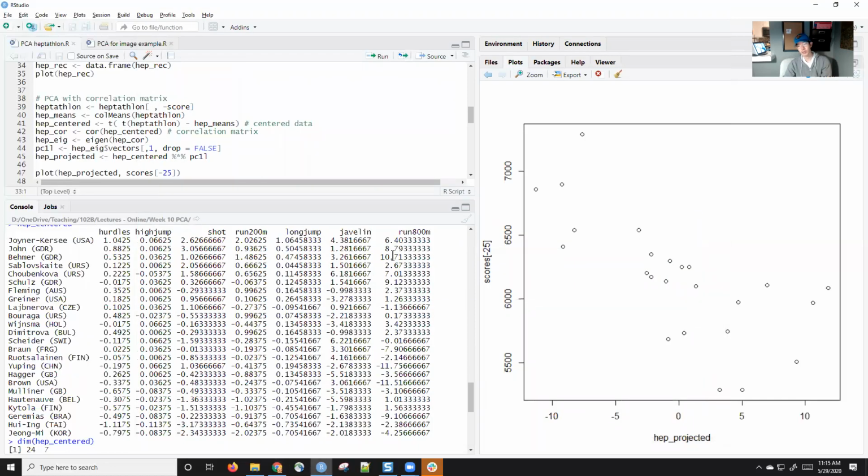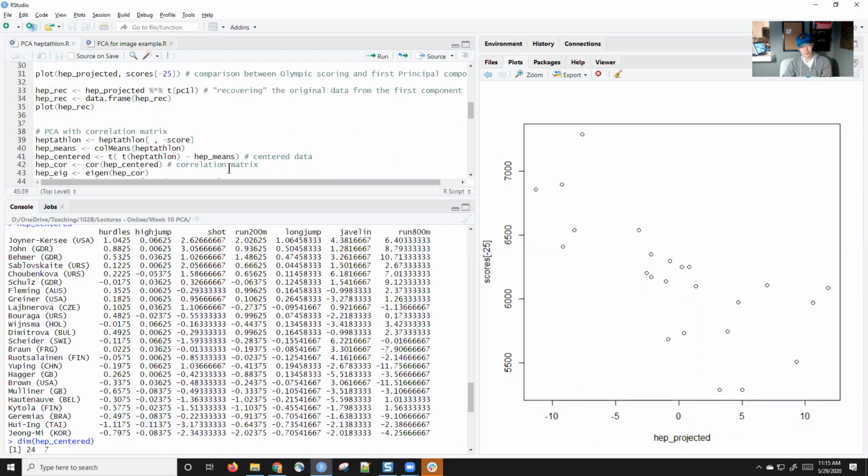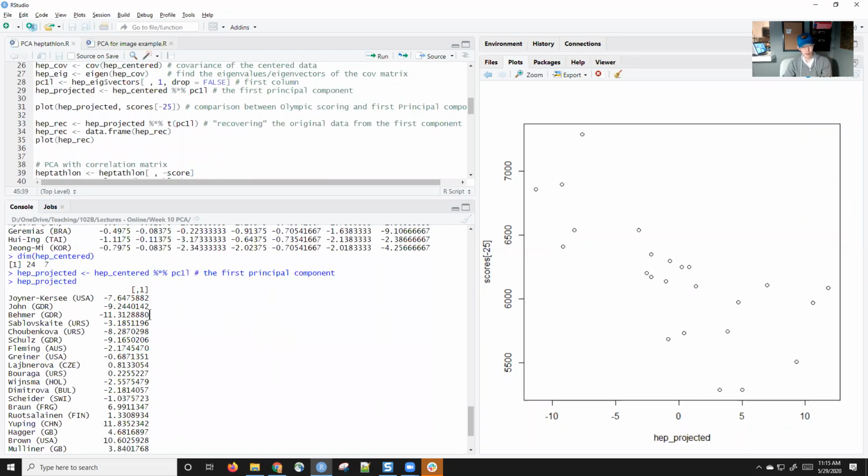So we have a lot of variance here and very little variance in this column. And so the variance in this column overshadows everything else, okay? Because this person, Bamer from, I think, East Germany at the time, really did well on the 800-meter run, that person's principal component score ends up being much lower than probably it should be, okay?